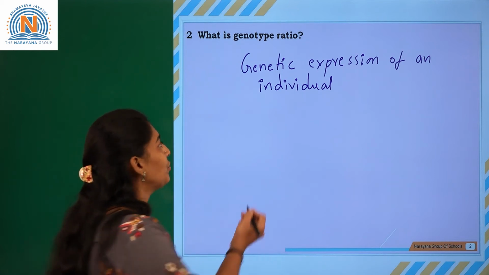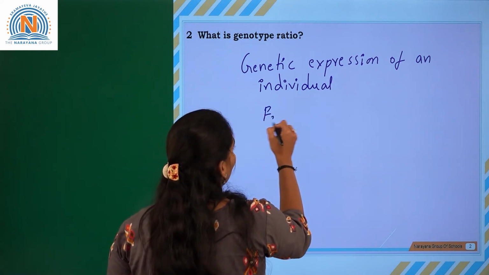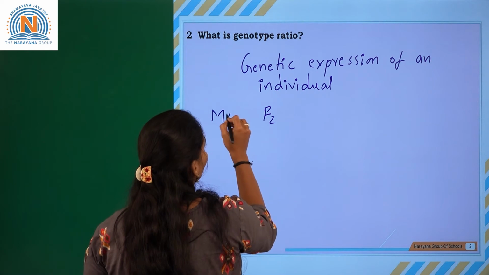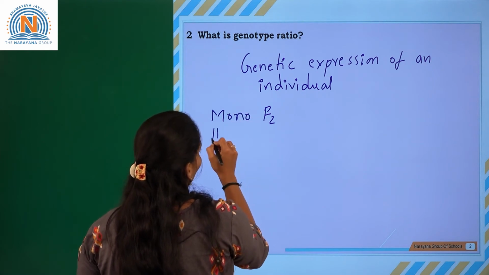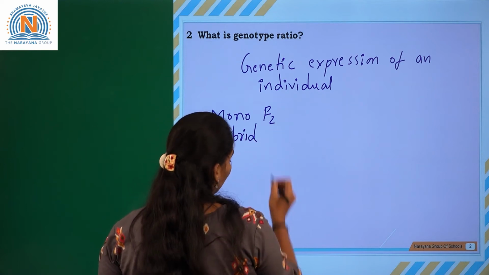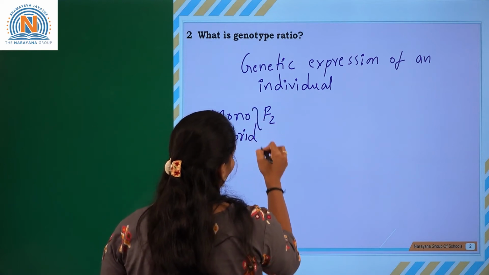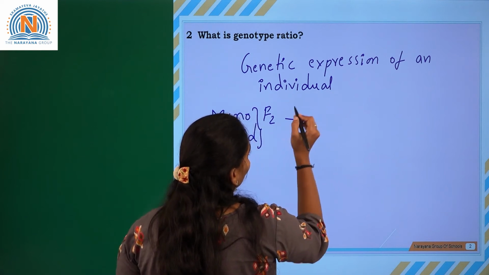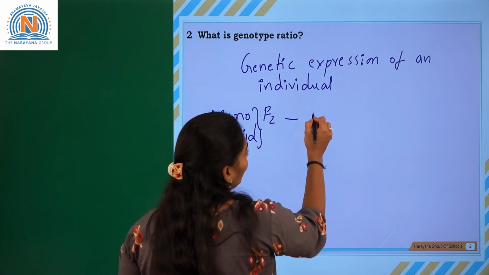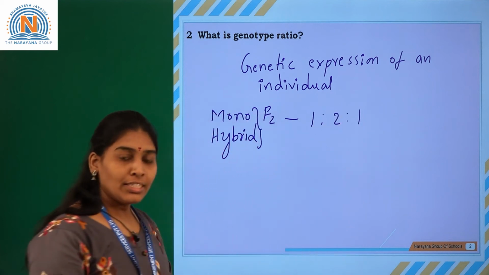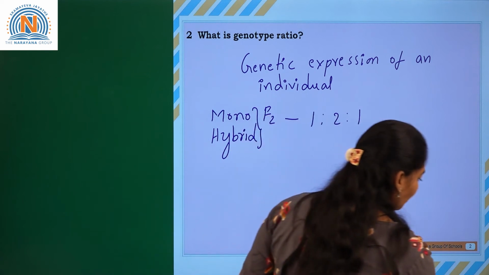So for example, if you take the F2 generation of a monohybrid cross, what is the genotypic ratio? 1:2:1 ratio. So let us go to the next question.